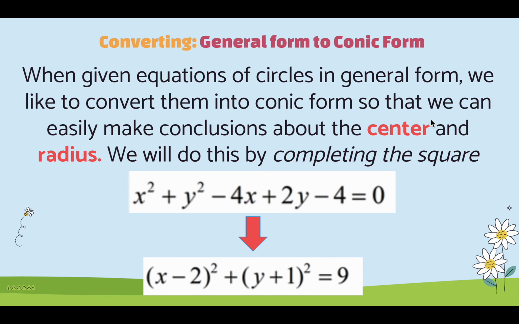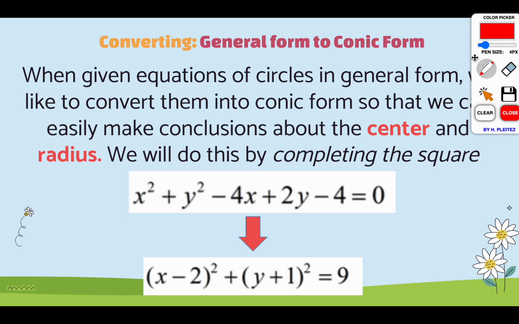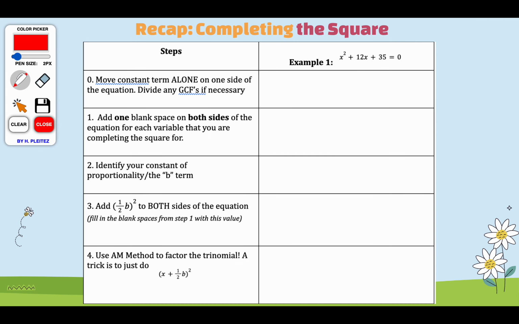So when given equations of circles in general form, which remember is this messy looking form over here, we like to convert them into conic form so that we can easily make conclusions about the center and the radius. That's going to be the end goal of all of these questions: can you find the center and can you find the radius of the circle? And we are going to do this by completing the square. All right, so we are going to go back to a slightly less complicated example, and we're just going to practice or refresh our brain on completing the square.